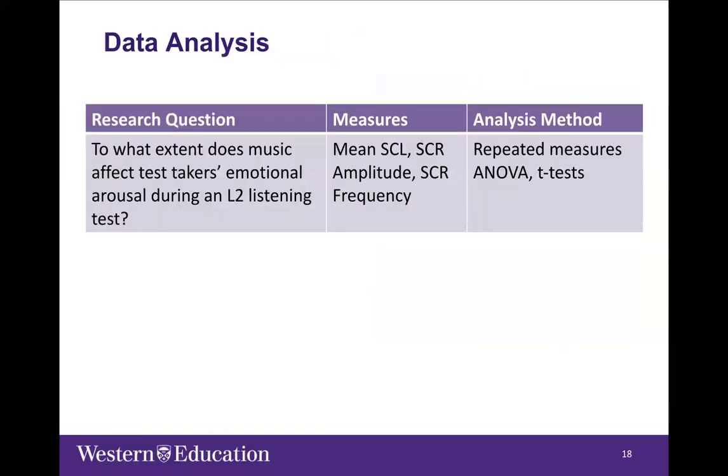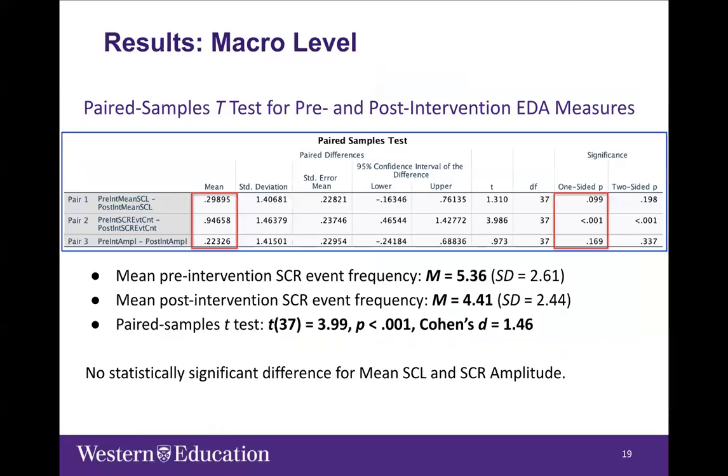For data analysis, to examine how emotional arousal changed across the test, we used repeated measures ANOVA and t-tests on the EDA data. Now I will present the results of the macro level analysis. Let me start with the comparison between the pre and post-intervention phases.